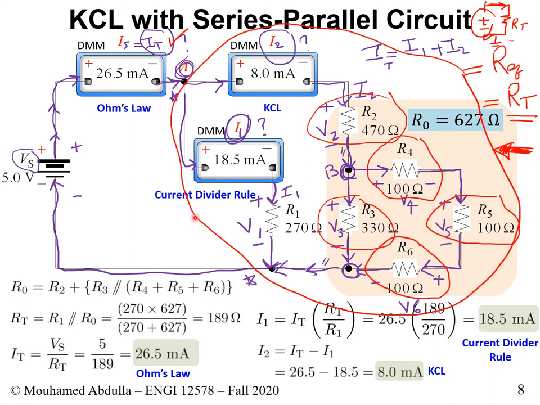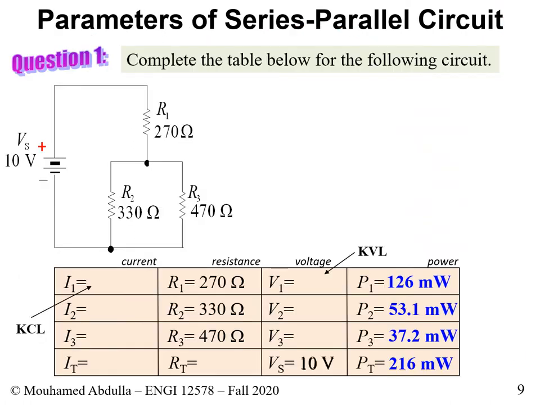And if you look at the tools that we used: Ohm's law. You can't escape from Ohm's law. You'll end up using it all the time. We used the current divider rule. It was very useful for us, so we did end up using it. And we also used KCL in this example. Sometimes we might ask you to find voltages, and at that point maybe we'll end up using KVL as well. Okay?